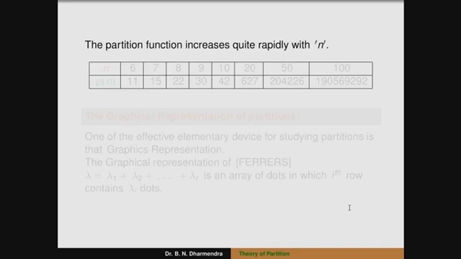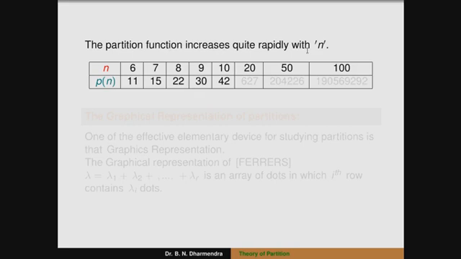Suppose n is equal to 6, 7, 8, 9, 10, 20, 50, 100, we have to observe that the partition function grows quite rapidly with n. So next, if n is equal to 6, that number is 11. Okay, next n is equal to 7, that is 15. Next n is equal to 8, that is 22. Again next n is equal to 9, that is 30. N is equal to 10, that is 42.